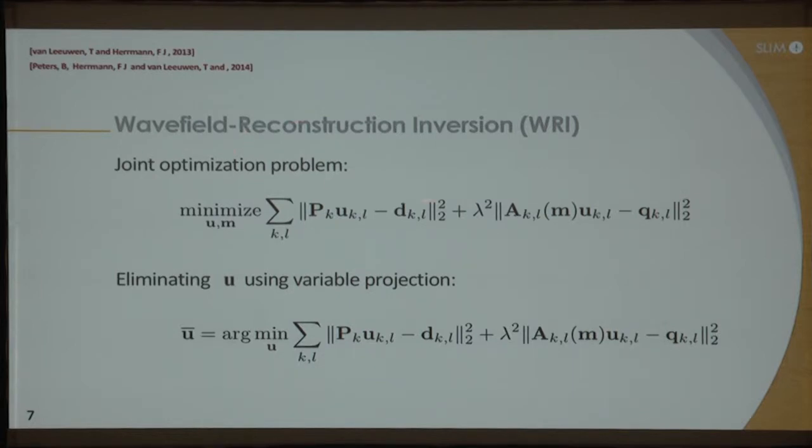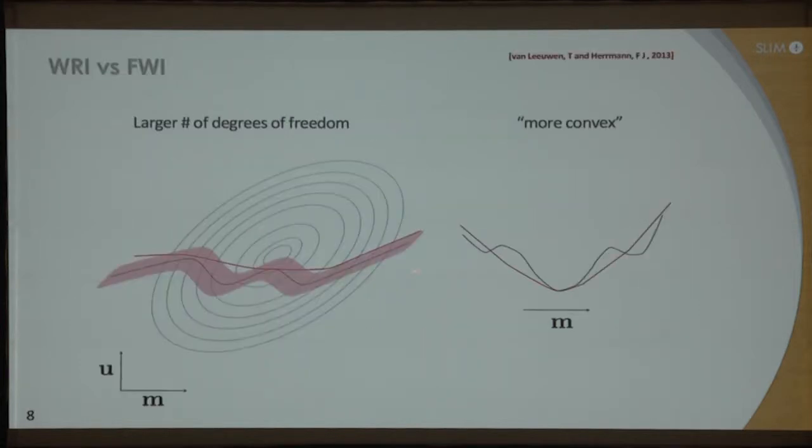What wavefield reconstruction inversion does is that it doesn't just minimize the data misfit, but also minimizes the PDE misfit. So actually it relaxes the PDE constraint and puts it into the objective function. We can use a variable projection method to deal with this optimization problem. Because in WRI we search in both the model domain and the wavefield domain, it can help reduce the probability of getting into local minima.